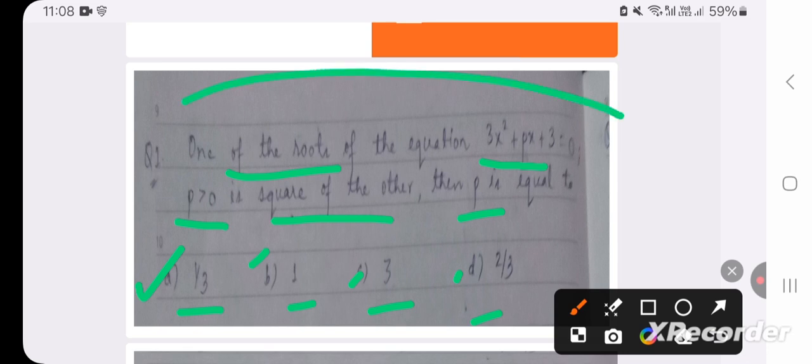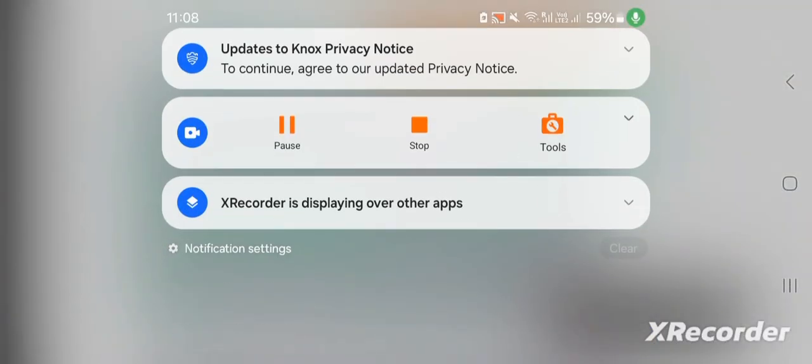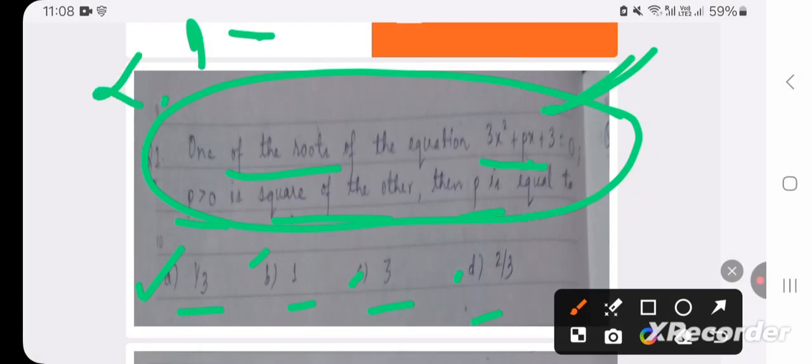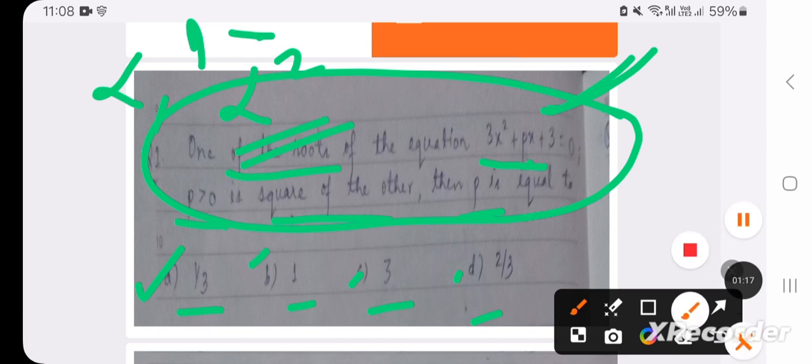So understand the question first. The question is asking that in this quadratic equation, where p, the coefficient of x, is greater than 0, if one root is alpha, then the other root is alpha square. So the other one is the square of the first. Now let us see the solution here.